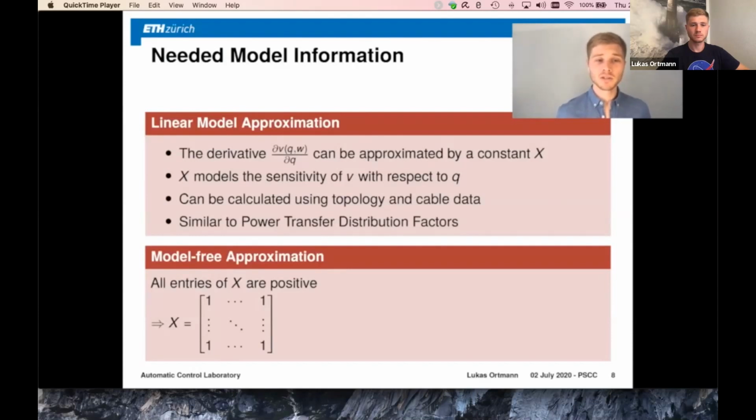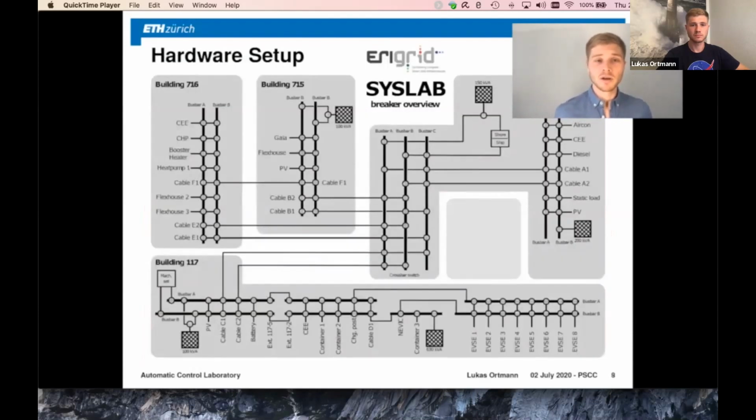Okay, now let's take a look at the hardware setup that we have. Luckily, we had the opportunity through the ARIGRID program to have access to the SysLab laboratory in Roskilde in Denmark. So what you can see here is a picture of this laboratory. And what you see is we have 4 different buildings. And in these 4 different buildings, we have bus bars. These bus bars are connected with cables. And you can also connect all kinds of different devices to these bus bars.